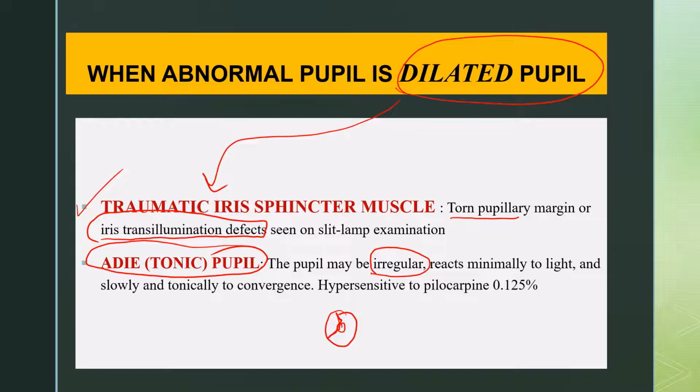So in the Adie tonic pupil, the pupil will be irregular because of the sector palsy, and such a pupil will react very minimally to the light reflex, and it reacts to the near reflex. However, the reaction is very slow and tonic, and therefore the name Adie tonic pupil. Now, one more feature of the Adie tonic pupil is the hypersensitivity to pilocarpine, and therefore when we put this diluted form of pilocarpine, which is 0.1 to 0.5%, the patient will have a reaction to this diluted pilocarpine.